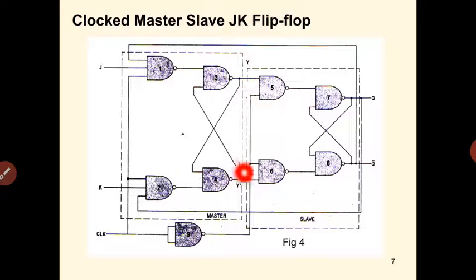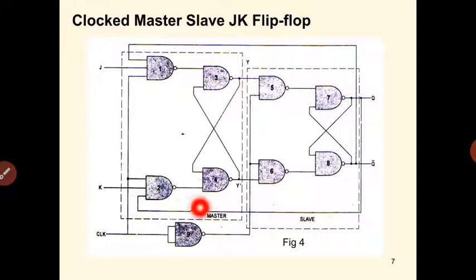Output of the master flip-flop will be acting as input to the slave flip-flop, in addition to the complement of the clock signal. If clock is applied as input to the first master flip-flop, then the complement of the clock will be applied as input to the slave flip-flop, so that whenever clock is equal to 1, then master will be active and slave will be inactive.